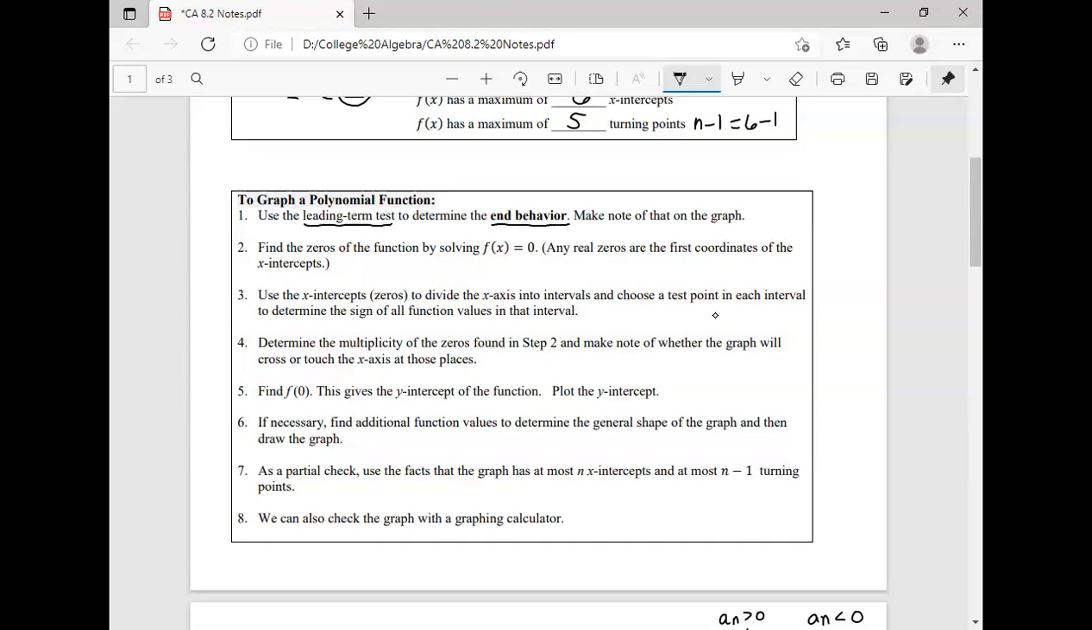Okay, the next thing you can do is find the zeros of the function by solving f of x equals 0. Zeros are the same things as x-intercepts. So if your highest power of x is an x squared, what are you probably going to do to find your zeros?